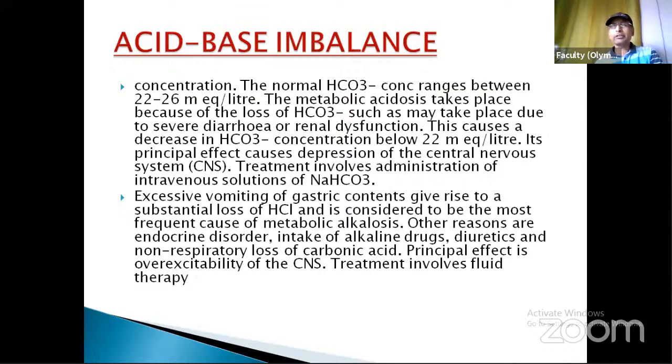What happens in alkalosis? The principal effect: just as acidosis causes depression of the CNS, central nervous system, if alkali increases, it will cause overexcitability of the CNS. The central nervous system will be overexcited. What is its treatment? Immediate fluid therapy. Saline has to be given.